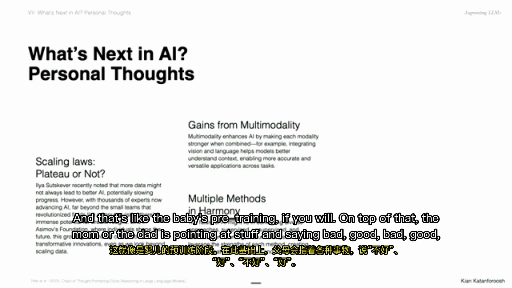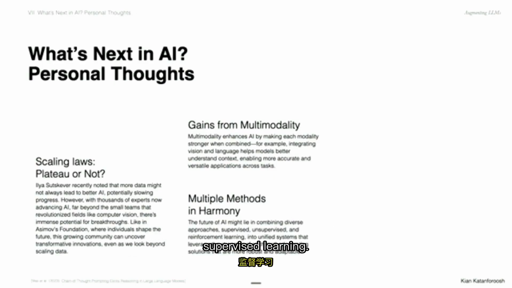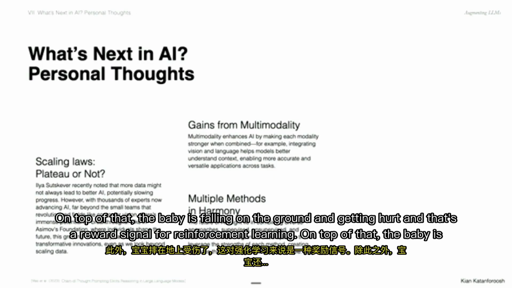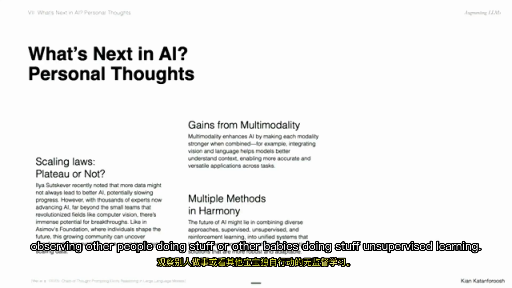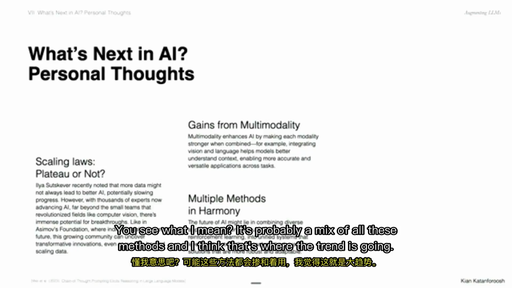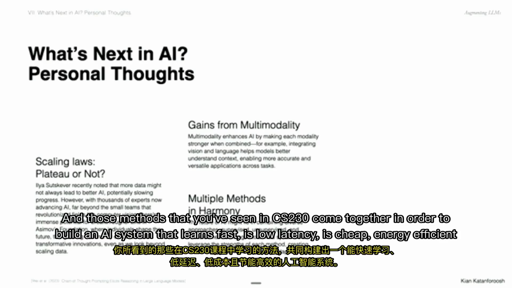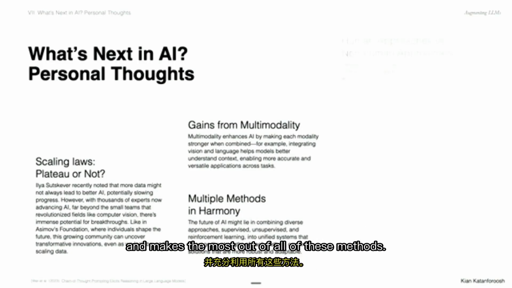On top of that, the mom or the dad is pointing at stuff and saying bad, good, supervised learning. On top of that, the baby's falling on the ground and getting hurt, and that's a reward signal for reinforcement learning. On top of that, the baby's observing other people, or other babies, doing stuff, unsupervised learning. You see what I mean? We're probably a mix of all these methods, and I think that's where the trend is going, where those methods that you've seen in CS230 come together in order to build an AI system that learns fast, is low latency, is cheap, energy efficient, and makes the most out of all of these methods.